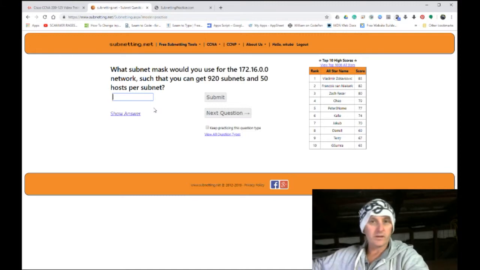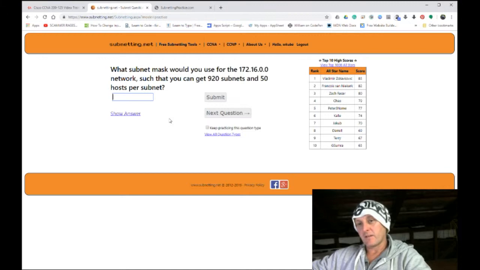Like /26 will be a 192 with a block size of 64. /25 is 255.255.255.128, a block size of 128. Once you know all your block sizes, then doing this part is easy.